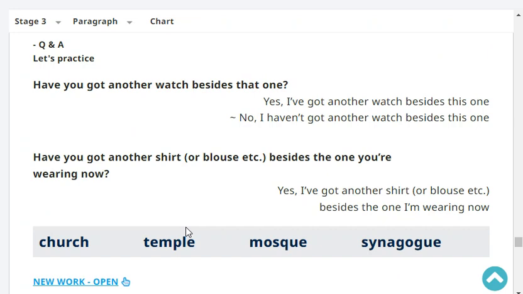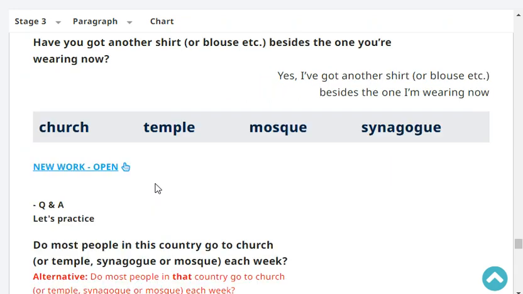Have you got another blouse besides the one you're wearing now? Yes, I have got. I've got is correct, but construction. I've got another blouse besides the one I'm wearing now. Very good.